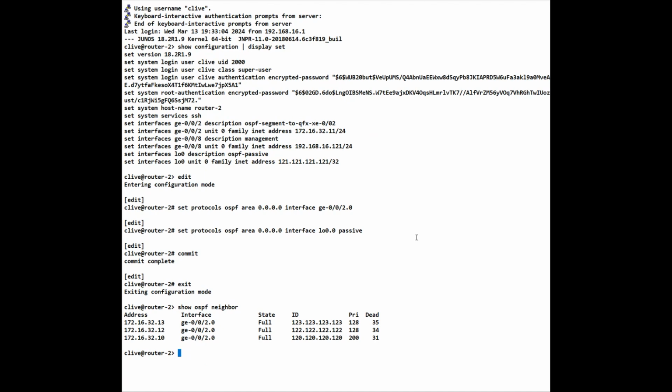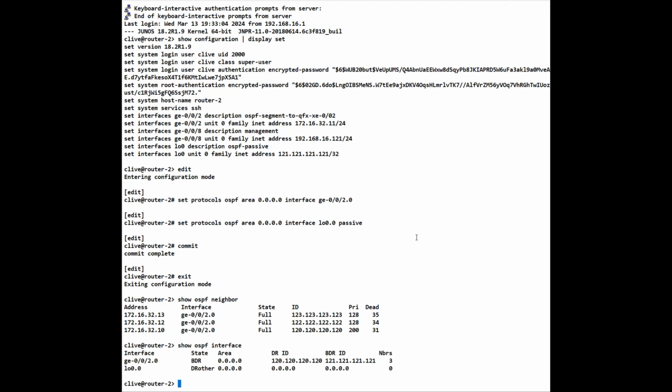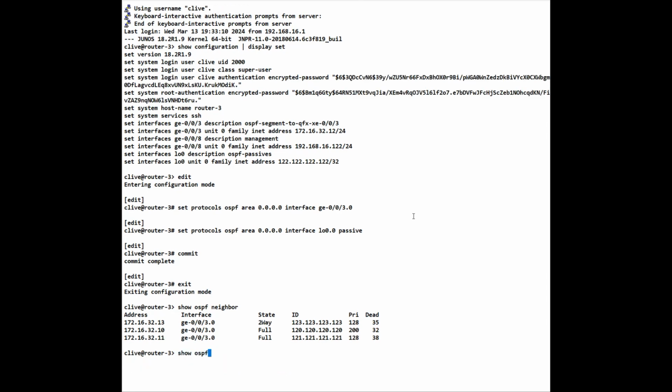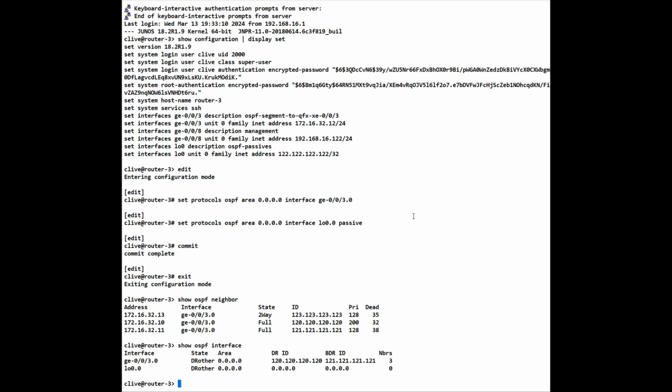If we have a look at router 2, show OSPF interface, and we see that the state is a BDR, and the DR is 120, it's router 1, and the BDR is itself. If we go to router 3, show OSPF interface, it sees itself as a DR other, which it is, okay, because it's not a DR or a BDR, so it's DR other, but it also shows you the same information.